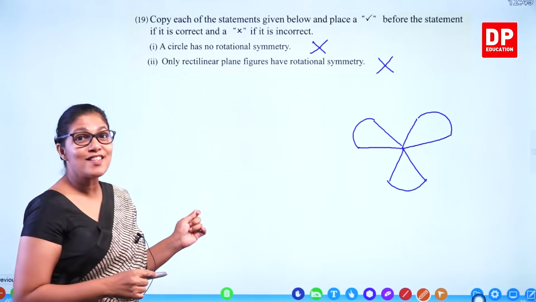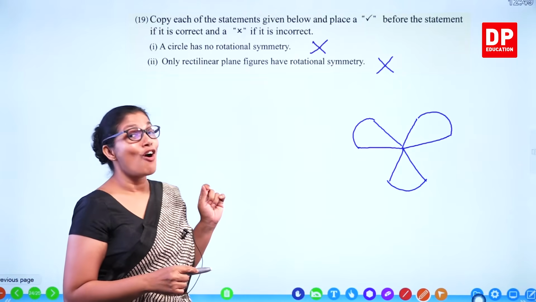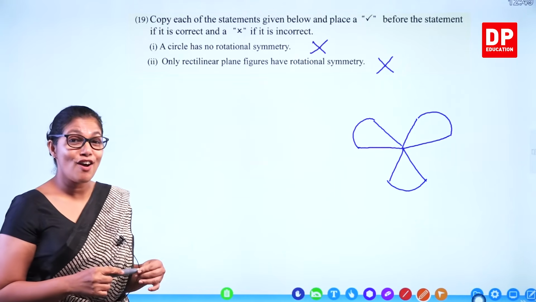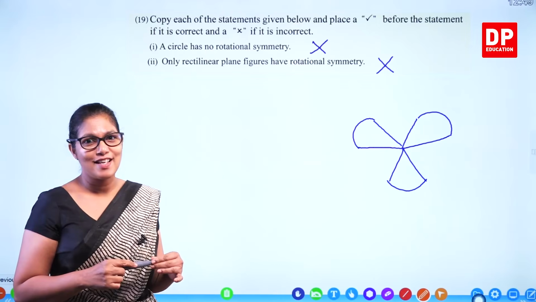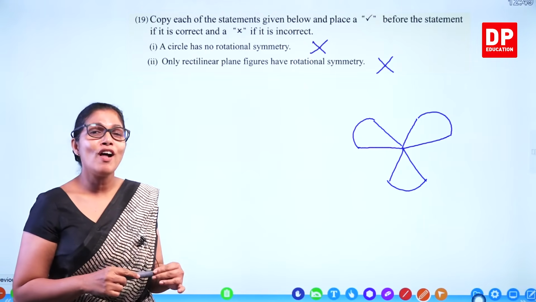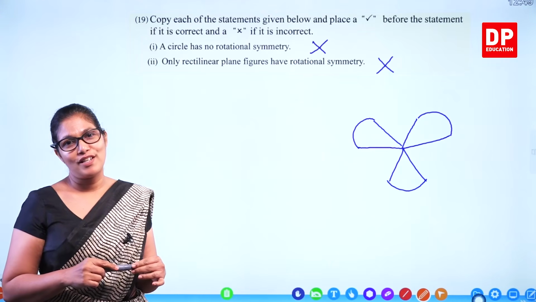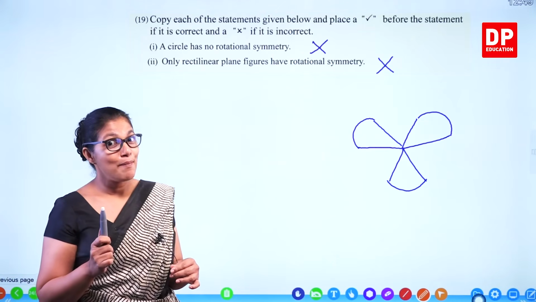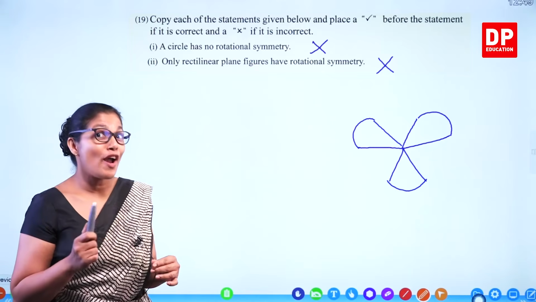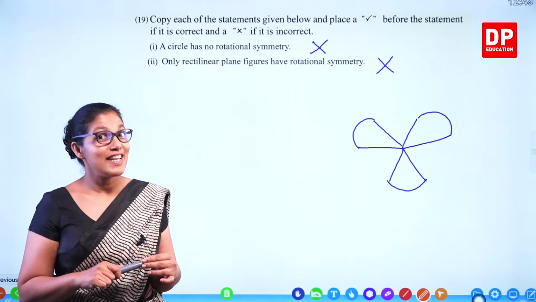So this is the last question in your textbook as well as in your review exercise. So we completed all units in the grade 8 textbook. So next time I hope that you will join with me to do grade 9 work.